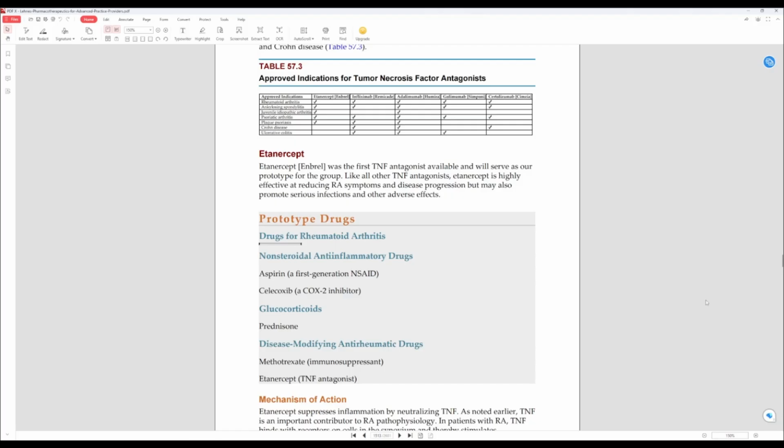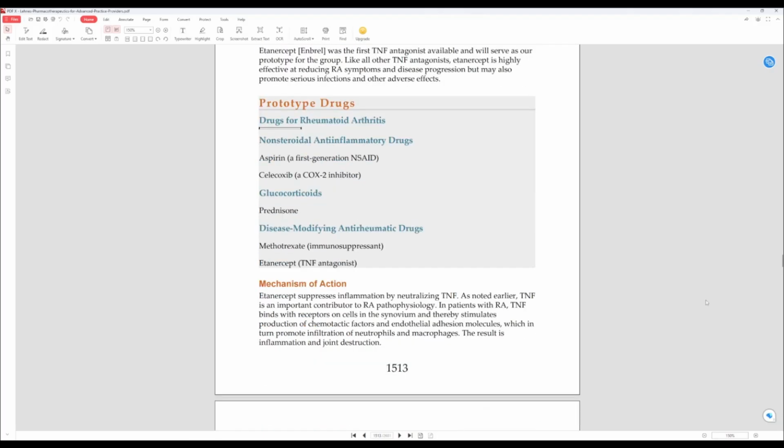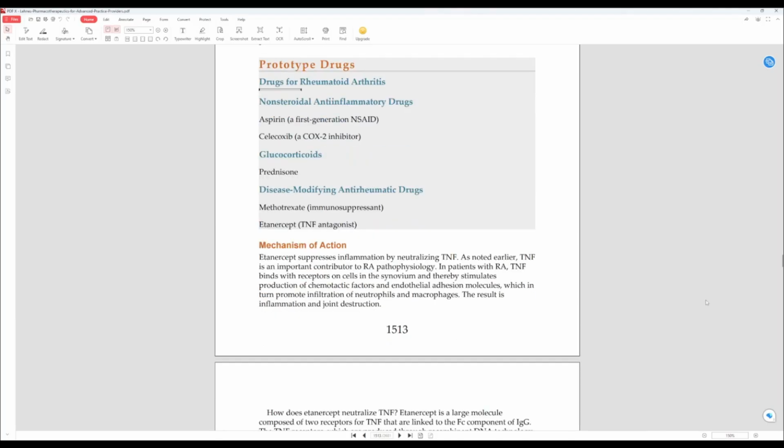Starting us off here now with etanercept. Etanercept was the first TNF antagonist available, and it will serve as our prototype for the drug group. Like all other TNF antagonists, etanercept is highly effective at reducing RA symptoms and disease progression, but may also promote serious infections and other adverse effects. So here was our prototype drugs. A good spot to hit pause to review those, but we'll keep going with it.